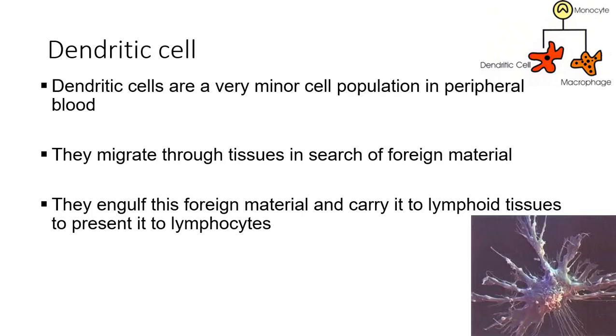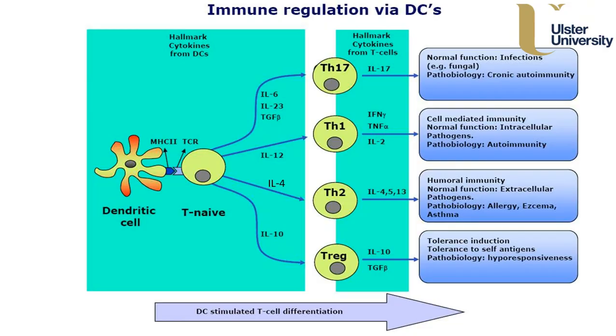Dendritic cells, they get their name from the presence of these long dendrites, as you can see in the image on the bottom right hand corner. But they also come from the monocyte lineage, and as such they're a phagocyte and an antigen presenting cell. But they also have another function. They heavily influence T cell differentiation. The dendritic cell presents antigen to naive T cells.